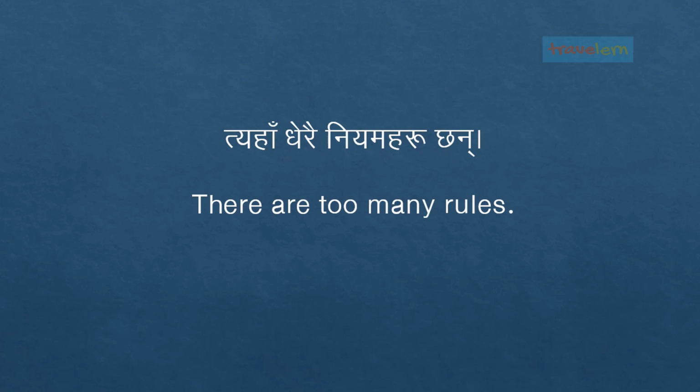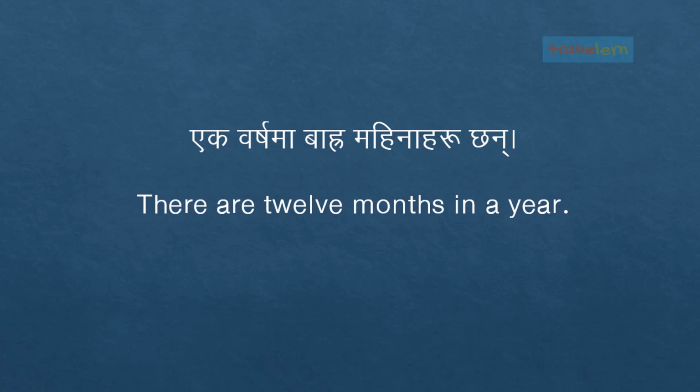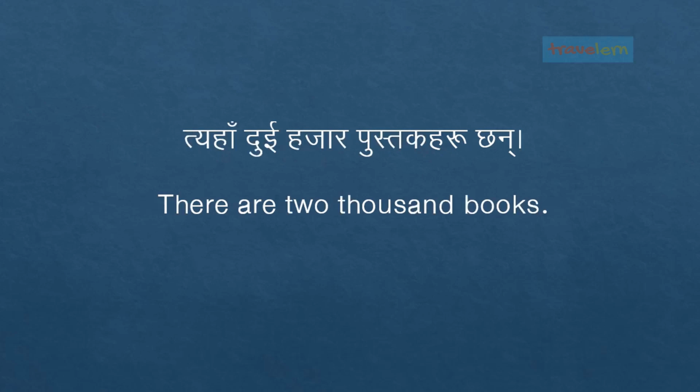There are too many rules. There are 12 months in a year. There are 2000 books.